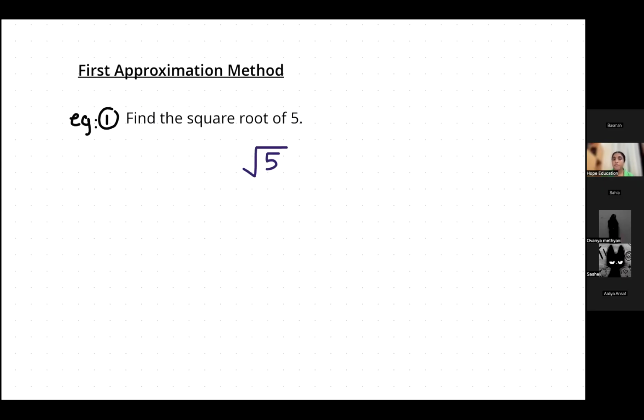It's okay. Now how do we find the square root of 5? I write 5 with the square root sign like this. Now tell me, what is the perfect square number just before 5? 4. What is the square number just after 5? 9.